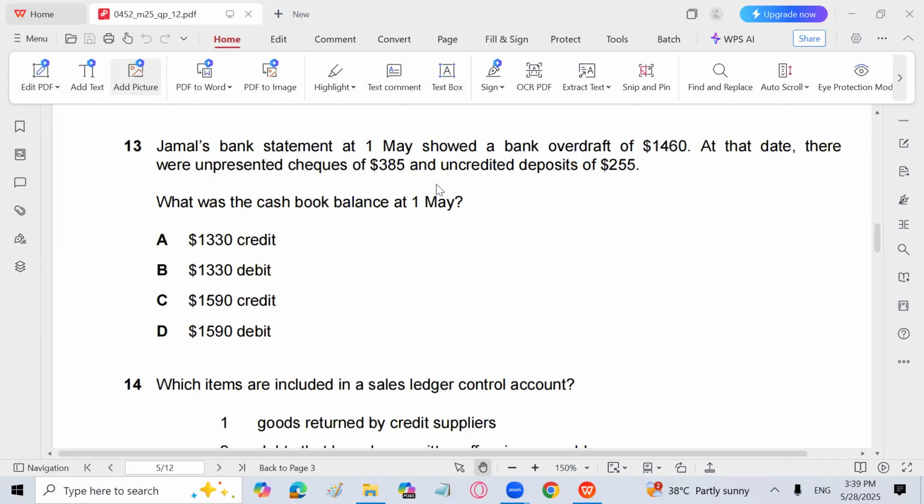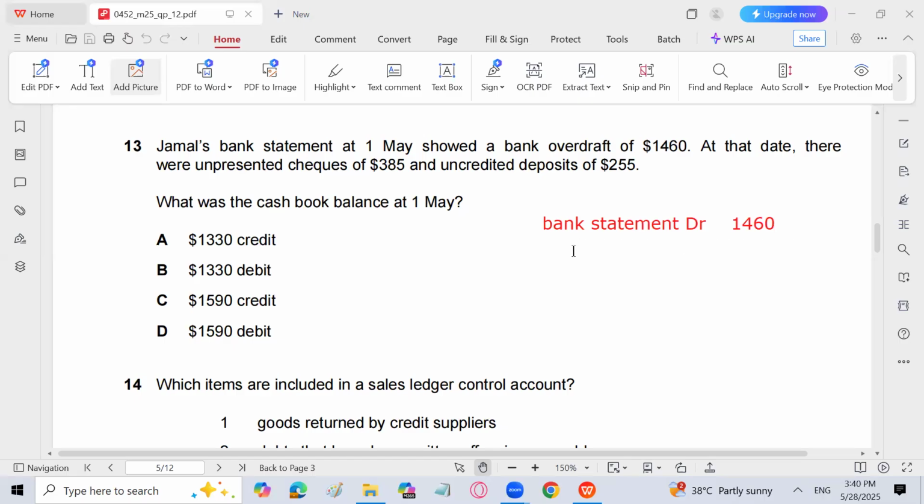James' bank statement at first May showed a bank overdraft of 1460. Always remember that whenever there is a question on BRS, bank reconciliation statement, always write the first point: bank statement at first May showed a bank overdraft of 1460. It means that we have a bank statement balance which is a debit balance because it is an overdraft. Bank statement is normally a credit balance, but because it is an overdraft, it's a debit balance.